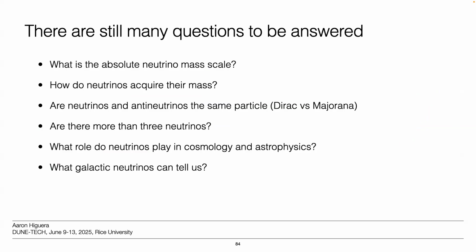How do they acquire their mass? I mentioned that the standard model uses the Higgs mechanism to give mass to particles, but there are no right-handed neutrinos, so there should be another mechanism, right? So you can work on a new theory to say, okay, my theory says that neutrinos gain mass through this mechanism.